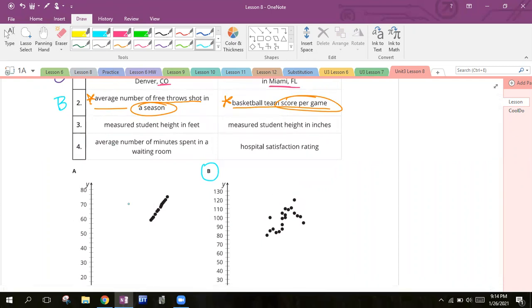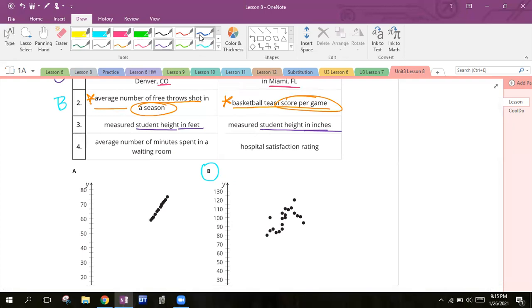Read through those. We've got the student's height in feet, and the student's height in inches. Okay, is there a direct correlation between feet and inches if both of them are talking about the height? Okay, so look at A and D and see if you can decide which one matches that.